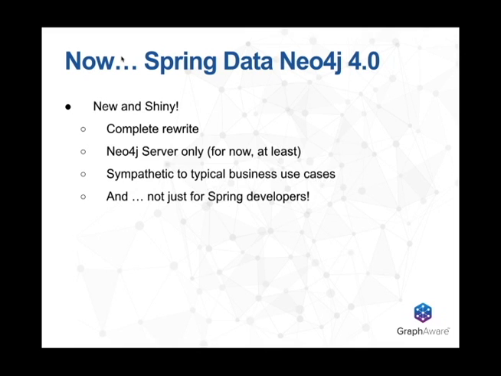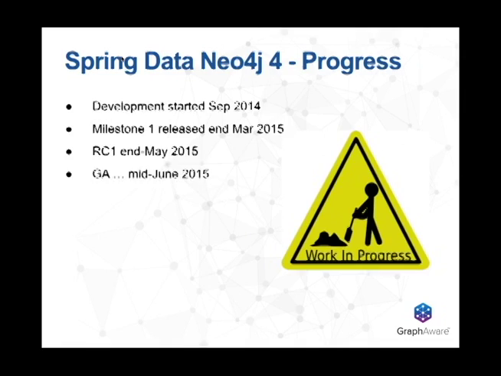Where are we? Well, we started development in September 2014, and we're now nine months later and just about to release the first release candidate. Milestone 1 was released a couple of months ago, and we should be at full GA by mid-June. We've done an awful lot of work in that time. We've got more than 20,000 lines of code and close to 700 tests in the space of nine months. So although it's a work in progress, a lot has been done to date.